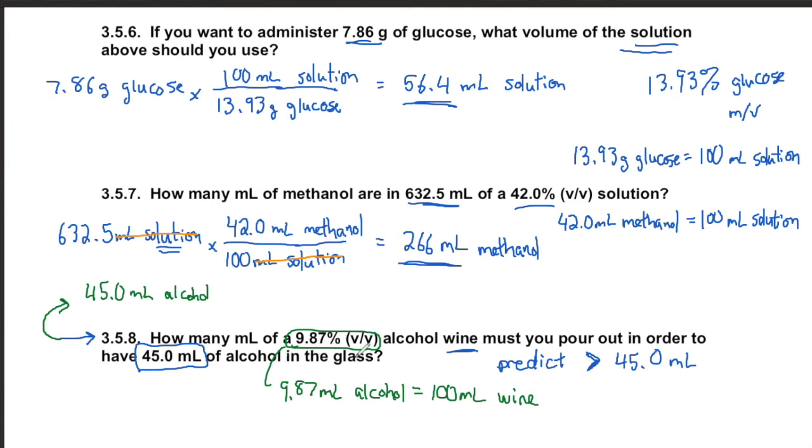Let's write our relationship. What does 9.87 volume percent mean? It means that there are 9.87 milliliters of alcohol in every 100 milliliters of your solution, which is wine in this case. We're going to go ahead and write the conversion factor this way with alcohol on the bottom because we want to cancel alcohol and have our answer be a volume of wine. And this ends up being 456 milliliters of wine needed, and that does make sense. It is more than 45 milliliters of wine, and so this gives us more confidence in our answer.